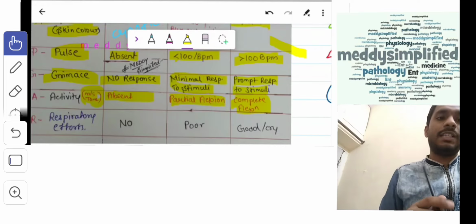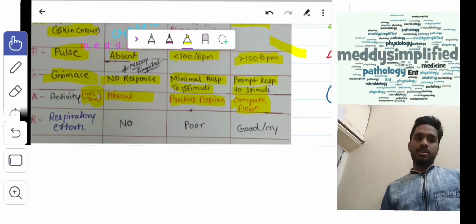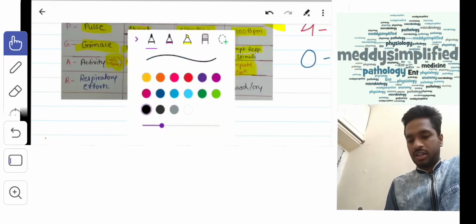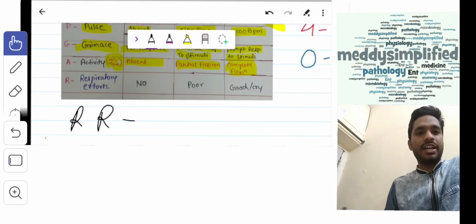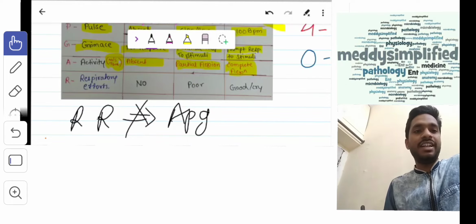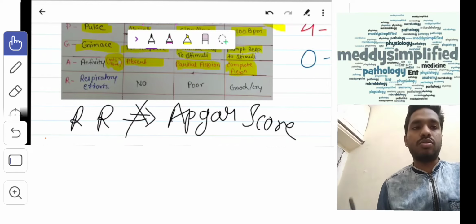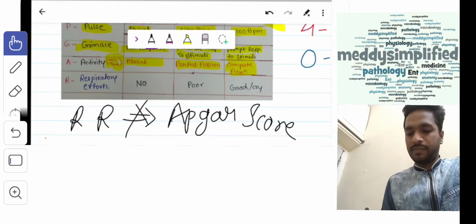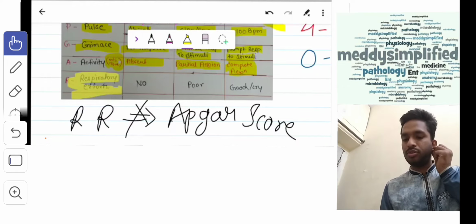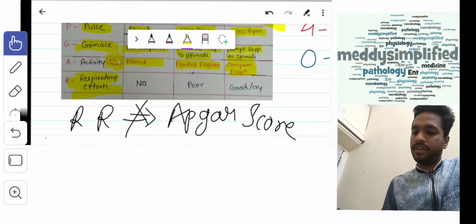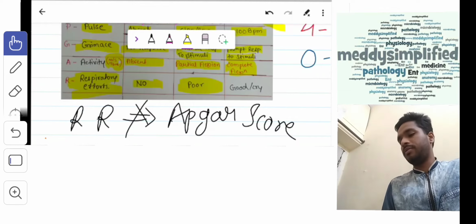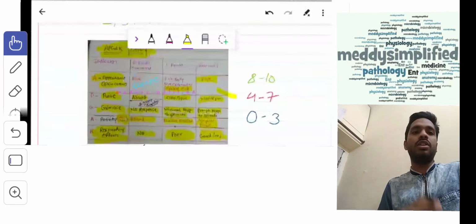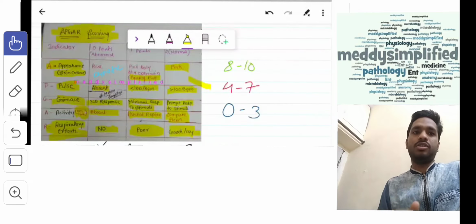Then the last is respiratory efforts. One more thing: a question asked every time in exams is which of the following is not a criterion or indicator in Apgar Score. Remember, respiratory rate is never an indicator in Apgar Score. It is respiratory efforts which we check. If the baby shows no respiratory efforts, we give 0 points. If it is poor, 1. If it is good, or the baby is crying, we give 2 points. So in all, maximum is 10 points, and 0 is the minimum.